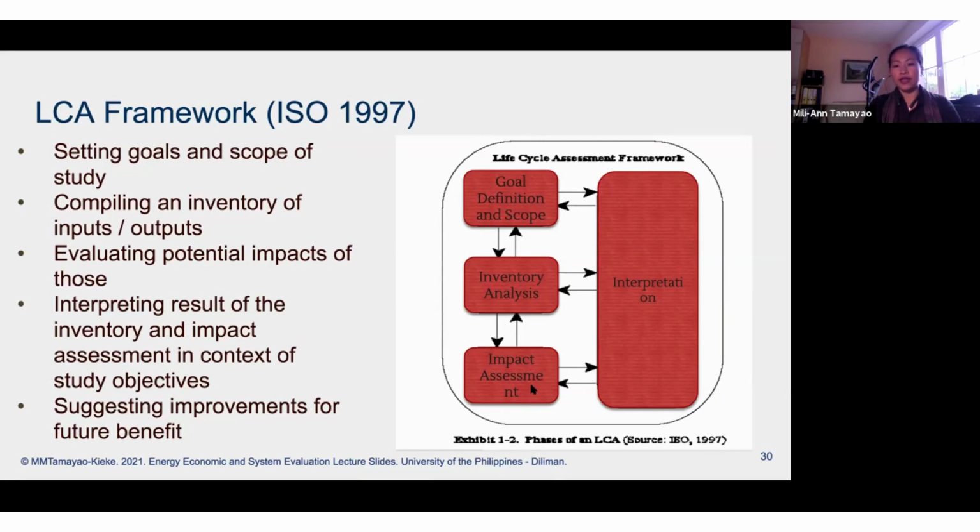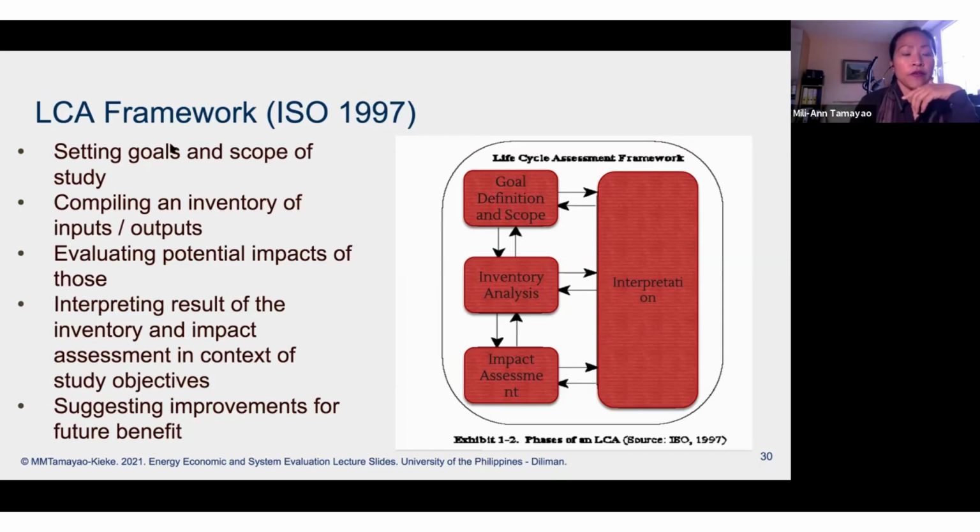Inventory analysis, impact assessment, and interpretation. And as you can see, two-way lahat yung arrows natin because there's always feedback going to and back. Okay? Back and forth yung feedback natin. Okay? Kahit dun sa interpretation. So this means that you can iterate, no? Iterate. Kahit nandun ka na sa impact assessment stage. Okay? So depending on your interpretation.